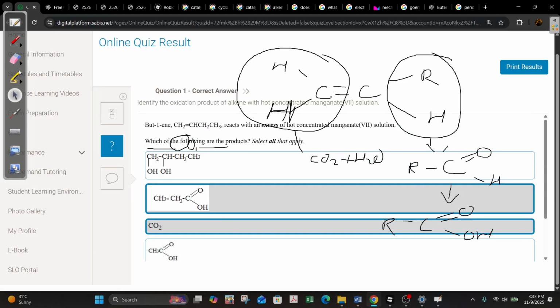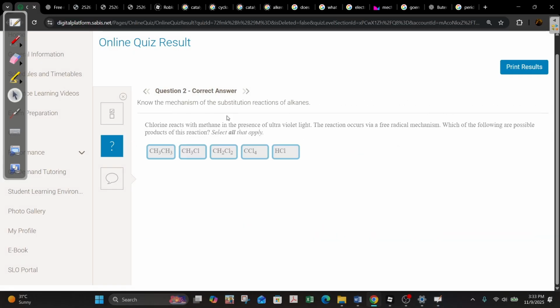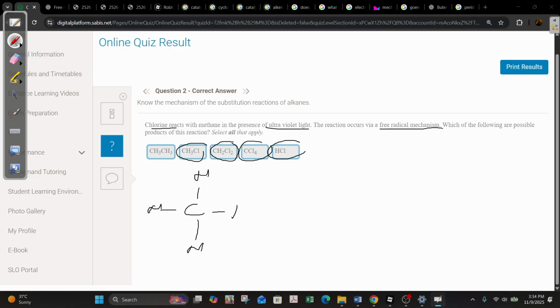Okay, next, question 2. This is actually pretty easy. We did this in IGCSE. This is an alkane with a halogen in the presence of UV light. It will be free radical substitution, and I think this is self-explanatory. So we have methane, and then chlorine can substitute with this, and HCl can be produced by homolytic fission.